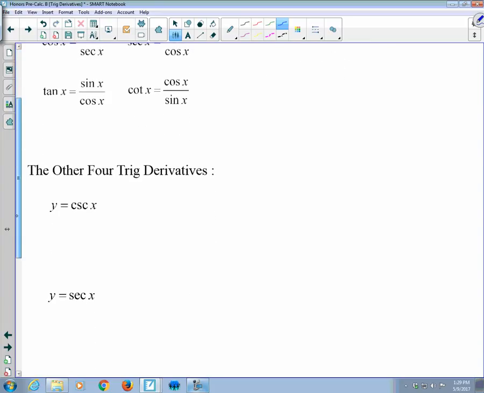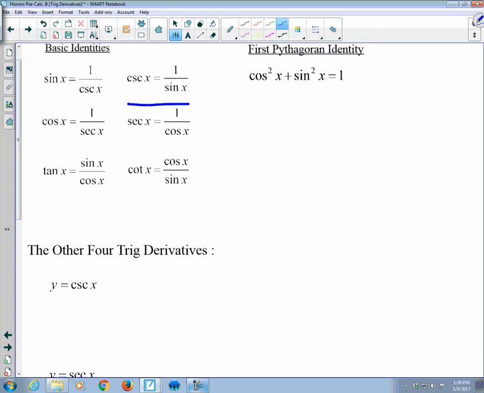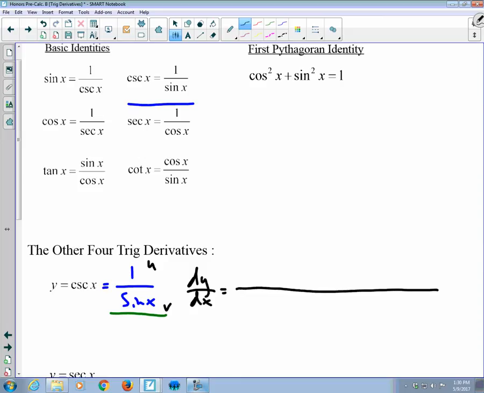So right here, looking at cosecant, we can say that cosecant is actually equal to 1/sine x. Now we can take the derivative of this expression with the quotient rule. So we would say that the derivative of 1/sine x, where 1 is our u and sine x is our v, would be dy/dx equals, derivative of the numerator, u prime v, minus the numerator times the derivative of the denominator, and that's going to be all over the denominator squared.